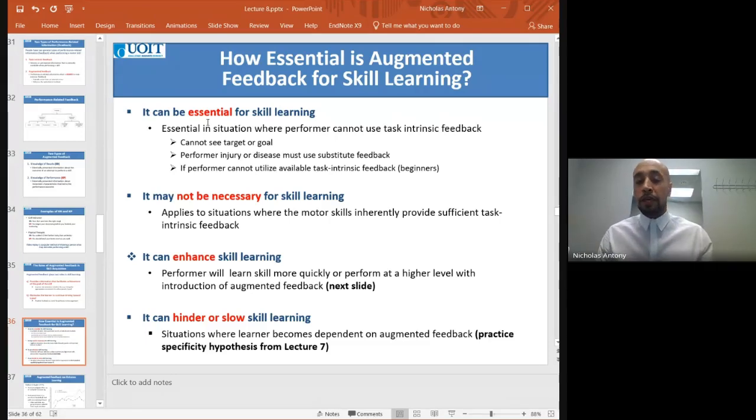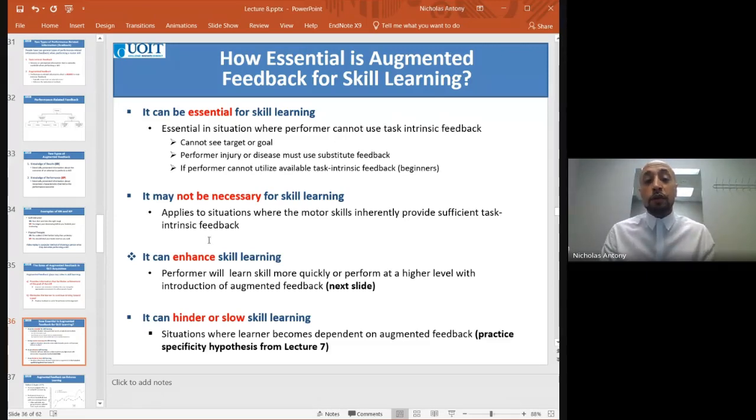When we're talking about Parkinson's and learning how to balance, right? They see a visual of, oh, this is how I have to balance. It would be so hard to teach them how their center of mass is moving without that information. Augmented feedback is not necessary when the motor skill provides sufficient task intrinsic feedback. So when skills are ones people just learn themselves, it may not be necessary.